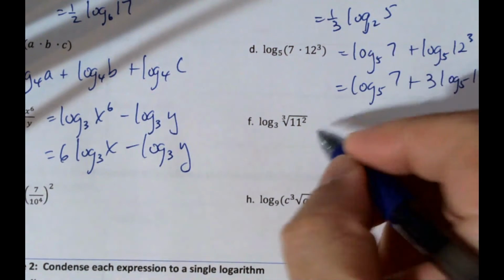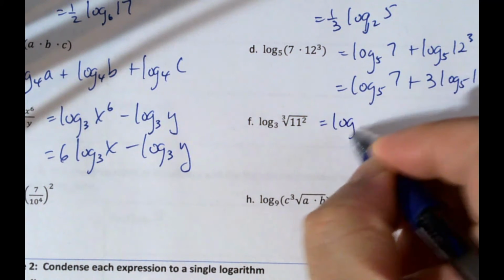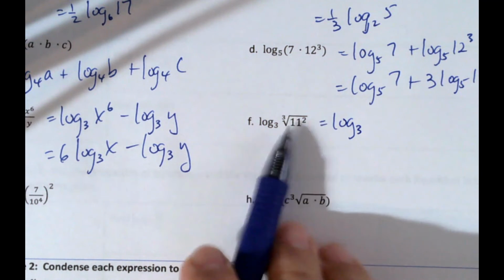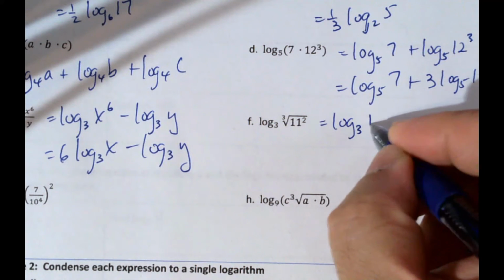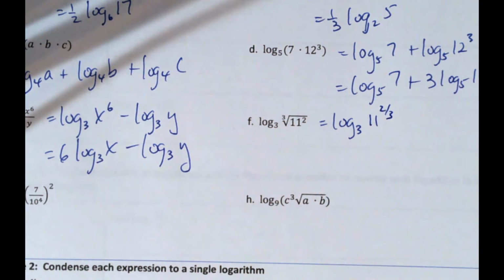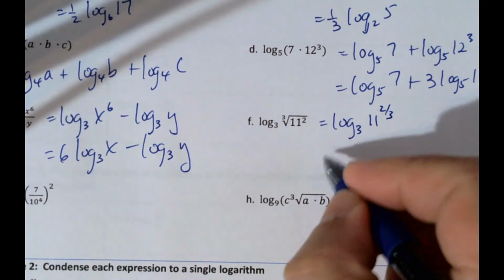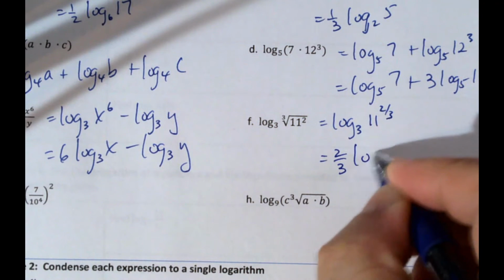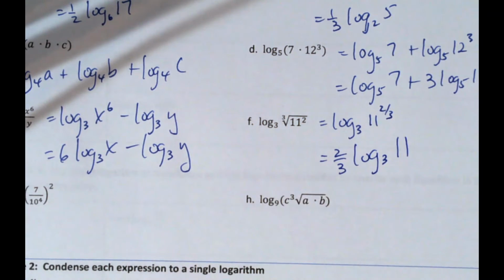Let's go on to F. Here, it's probably easier to just rewrite this mess as one nice exponent. I'm going to write it as 11 to the 2/3. And then we just bring down the exponent. So it's 2/3 log base 3 of 11.